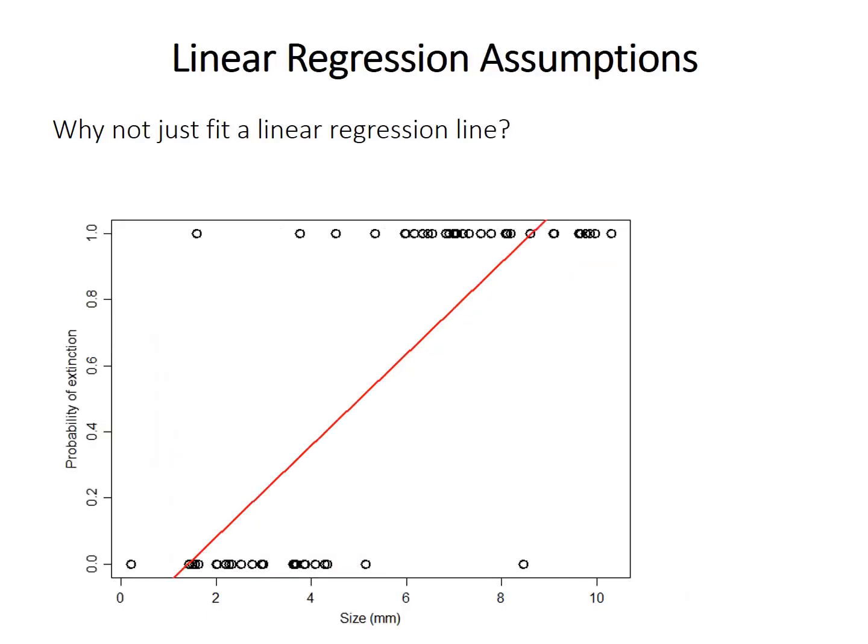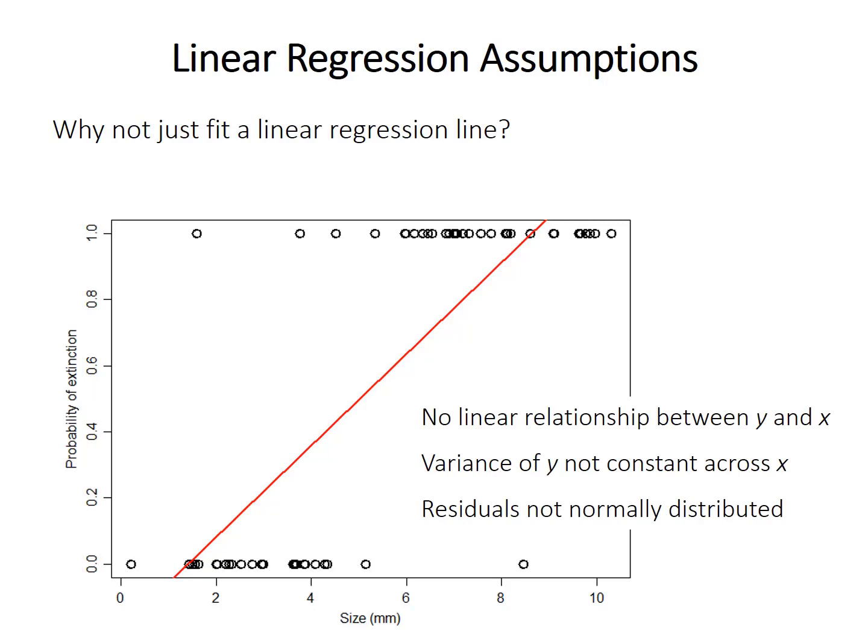So why can't we just fit a linear regression line like I've done here? Well, let's think back to the assumptions that linear regression makes. First of all, the relationship of the actual data is not linear. I mean, I put a linear line through it, but that's not the relationship that you see from the points. More importantly, the variance of the y values is not constant for all x.